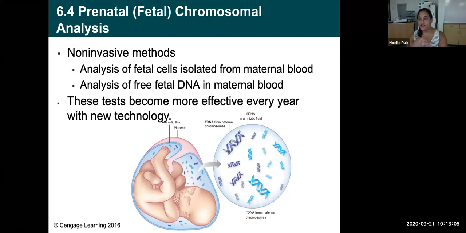There are also non-invasive methods. They're not as accurate, but they're getting more accurate because technology gets better every year. So there is analysis of fetal cells isolated from maternal blood, so they can take the mom's blood and get fetal cells from it. The tests become more effective every year, but they're not yet as accurate as the other two.